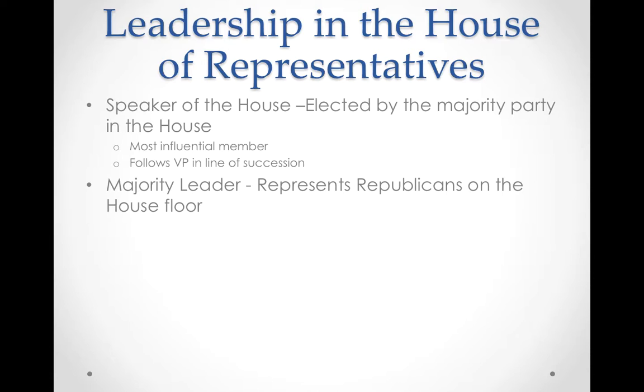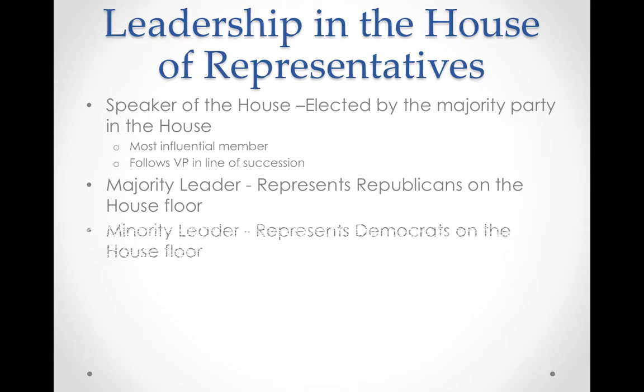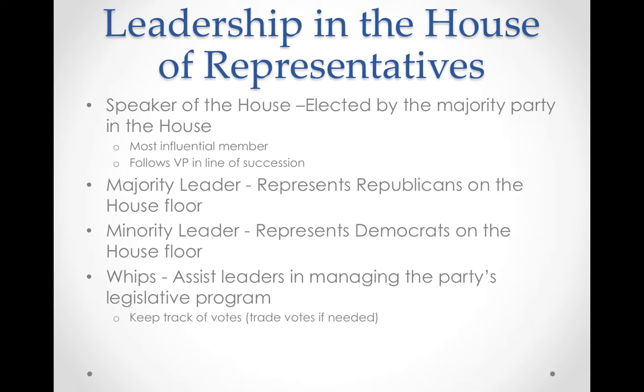We also have a majority leader, and I put on here they represent Republicans on the House floor, and I put that because Republicans are the majority. But if there were ever a case when the Democrats had taken over, then the majority leader would have been a Democrat. Currently, the minority leader will be a Democrat because they hold the minority. There are fewer of them than there are Republicans.